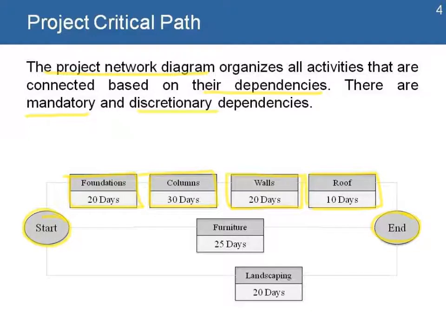In this example, I need to have my walls in order to put my roof, because if I don't have the walls, I won't be able to put my roof. The same way, I need first to complete my columns in order to build my walls. But some other activities like furniture or landscaping are not dependent on most of these activities. They might be dependent on the end of the project, but that allows me to move them around or have more flexibility as to where I can place them in the project.